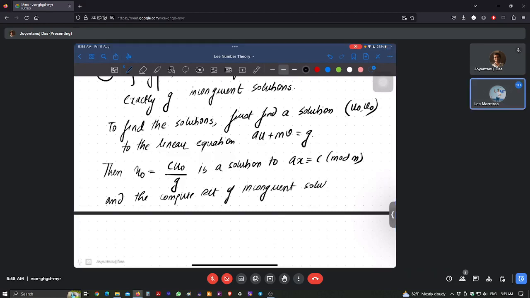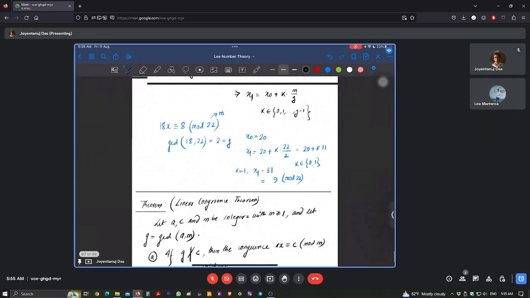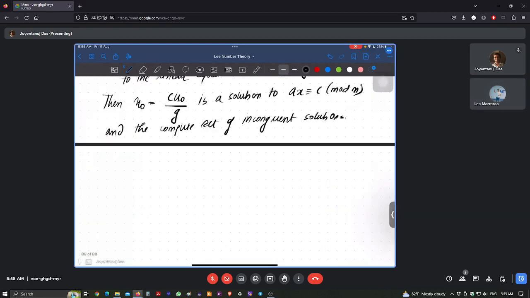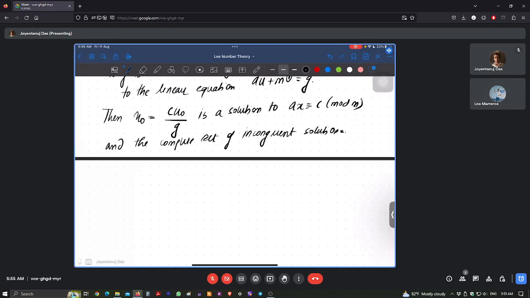Incongruent solutions means they are not congruent to each other. For example, in modulo 22, 9 and 20 are distinct numbers, so they are not the same. The incongruent solutions are given by x0 plus k times m by g, where k is 0, 1, 2 up to g minus 1. This gives all the g solutions.